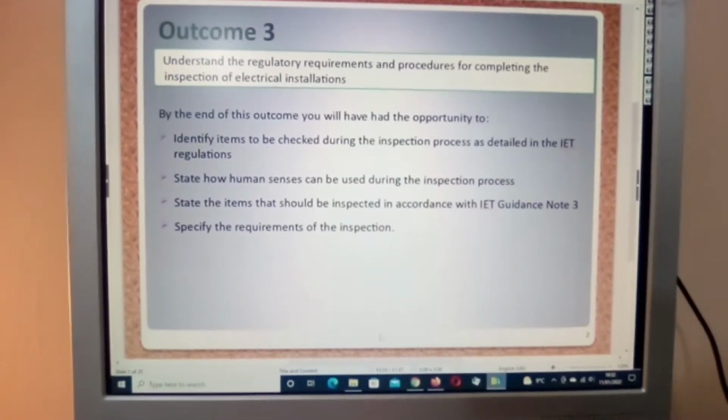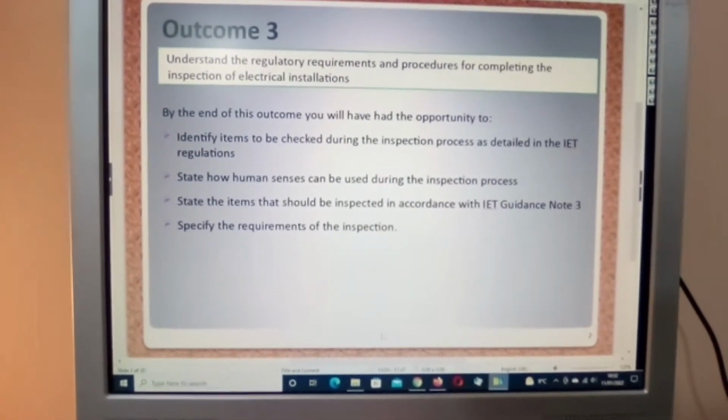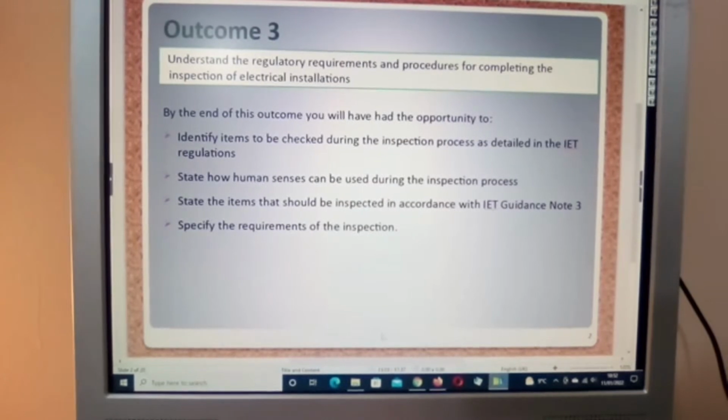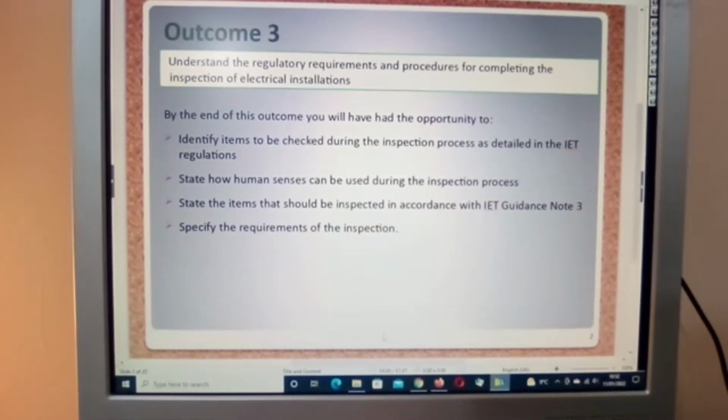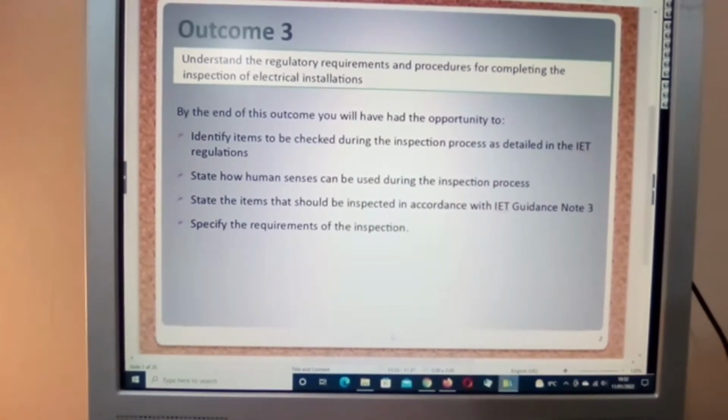Now, please note IET or IEE regulations. They are the regulations that apply to the electrical industry. You must be compliant at all times with these regulations. Okay.